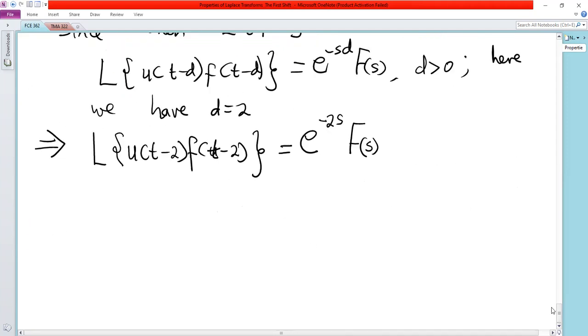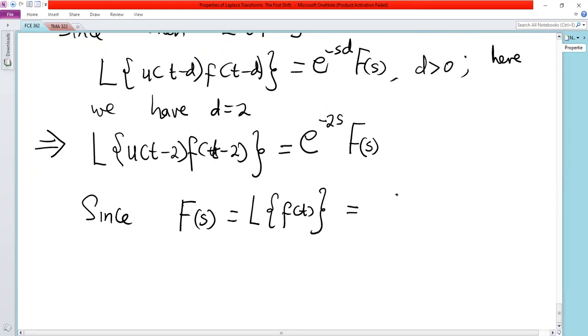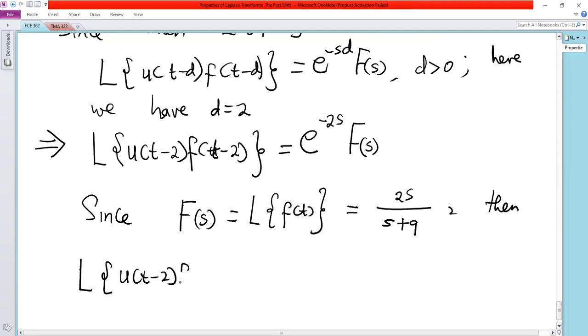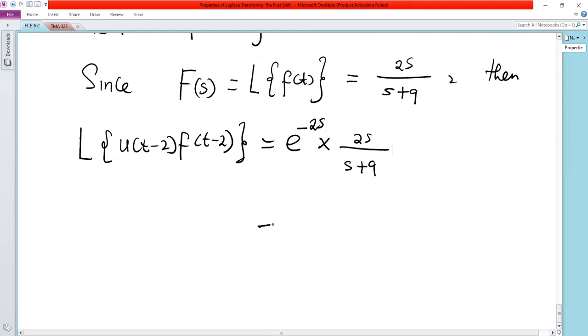Now we know capital F of s from the question. Since capital F of s is the same as the Laplace transform of f of t, given in this case by 2s over s plus 9, then the Laplace transform of u of t minus 2 times f of t minus 2 will be given by e raised to minus 2s times 2s over s plus 9. I'm simply replacing this capital F of s by this formula. Which will reduce to 2s e raised to minus 2s divided by s plus 9. So this is what we get for that particular problem.